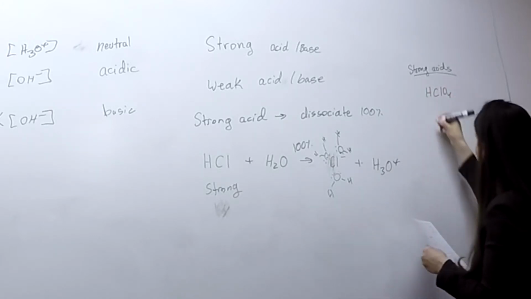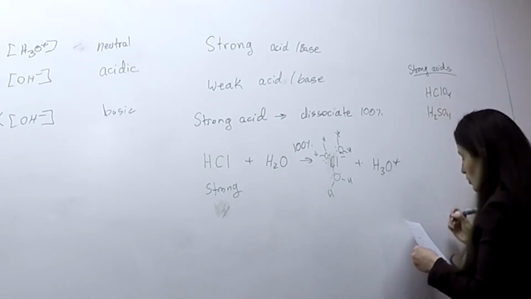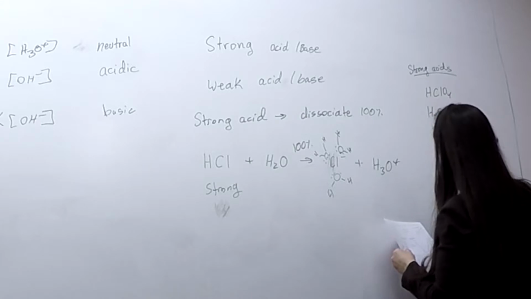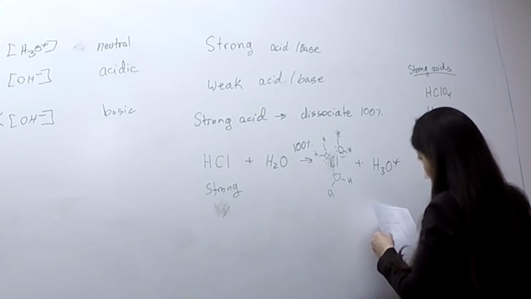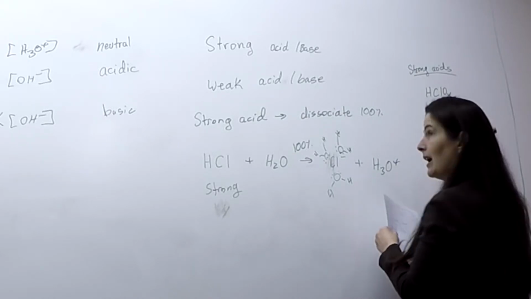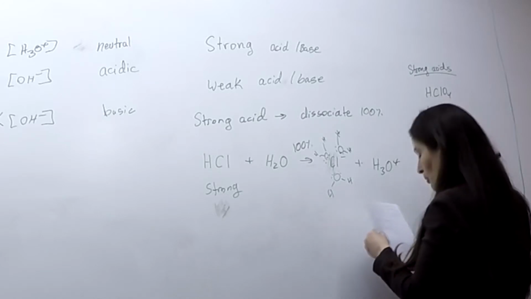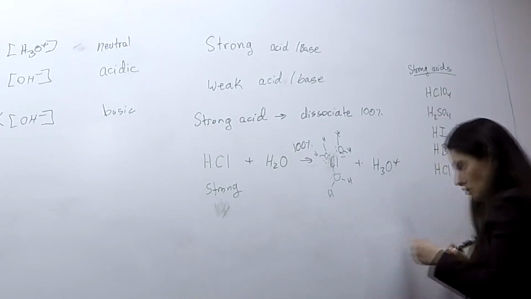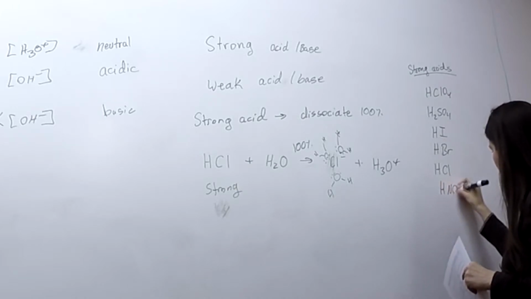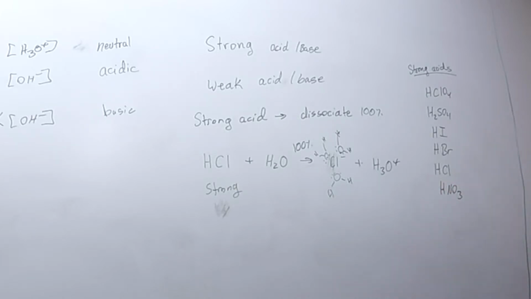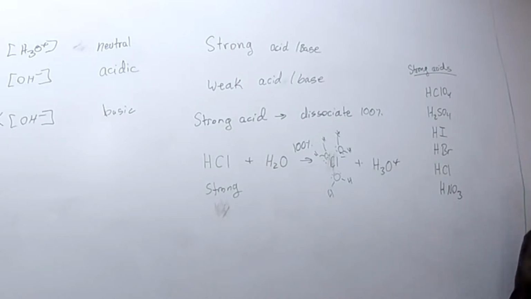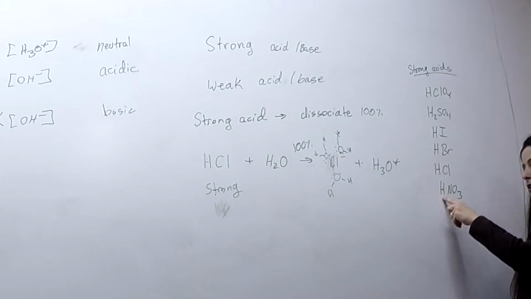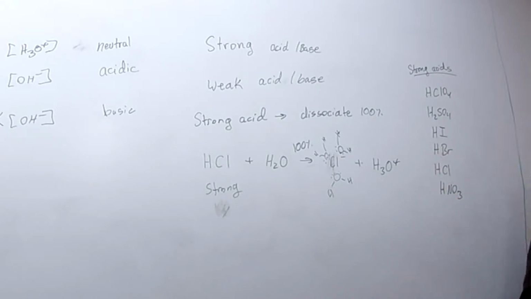Perchloric acid, sulfuric acid, hydroiodic acid, hydrobromic acid, hydrochloric acid, and nitric acid. Notice that the acids do not have their ionic compound name. When they become an acid, when they are dissolved in water, they are no longer called hydrogen chloride, hydrogen bromide, hydrogen nitrate. They are called nitric acid.